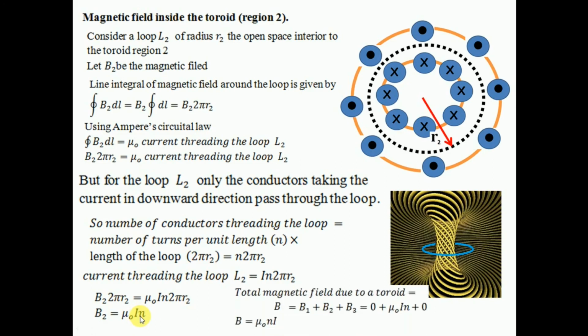n I. So if you find the total magnetic field in all three regions, that is B1 plus B2 plus B3, then if you put the values, you will get the magnetic field due to the toroid will be mu naught times n I, which is the same as the magnetic field due to a solenoid. So the magnetic field in the regions exterior or interior to the toroid is 0. So there will be magnetic field only inside the toroid.